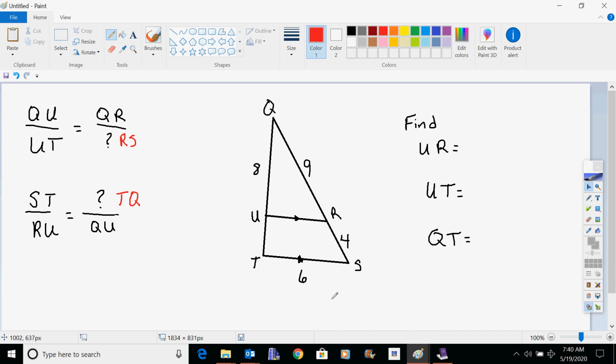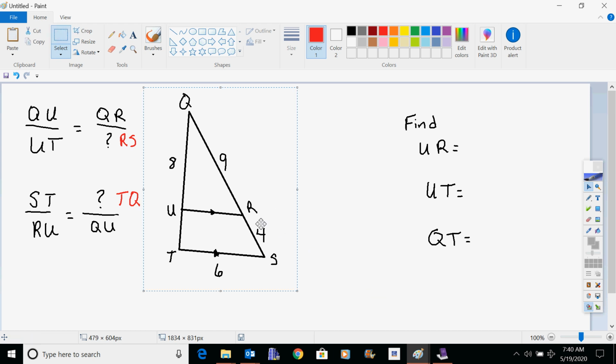Same picture, we can do other things. Remember I said that this picture can get turned any which way that we want it to, so we can look at a lot of things here. Let's give ourselves a little more room. There we go. Okay, so I want to find UR. Okay, I want to find UR.